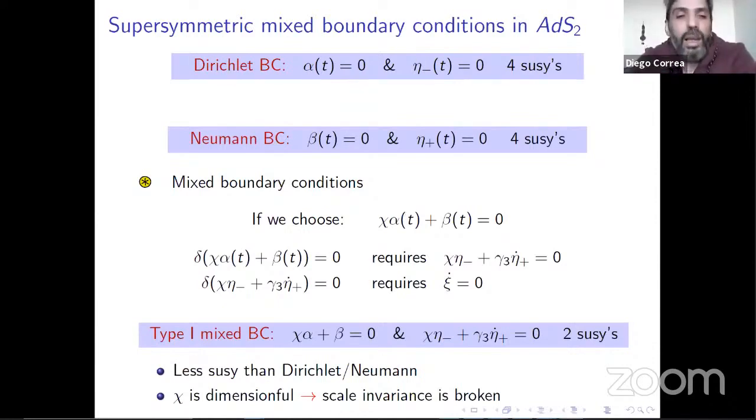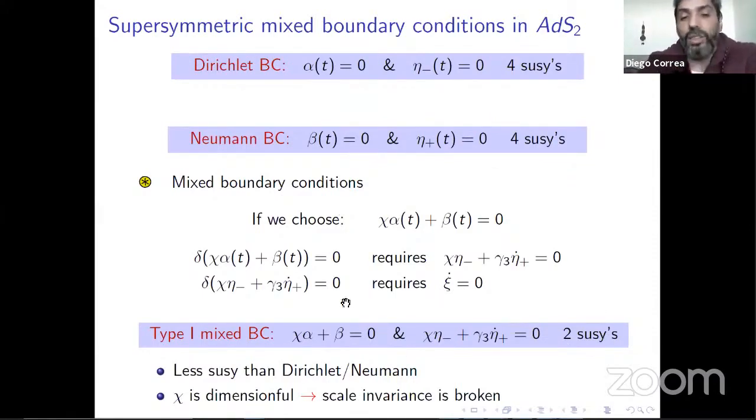Okay. The question is whether we can have mixed boundary conditions, and the answer is yes. We can consider, for instance, this kind of mixed boundary conditions, chi alpha plus beta equal to 0, and this is supersymmetric if you require this other mixed boundary condition for the fermions. But the thing is that you have to restrict the Killing spinors to be constant, and so this kills 2 of the 4 supersymmetries we had in the previous cases.